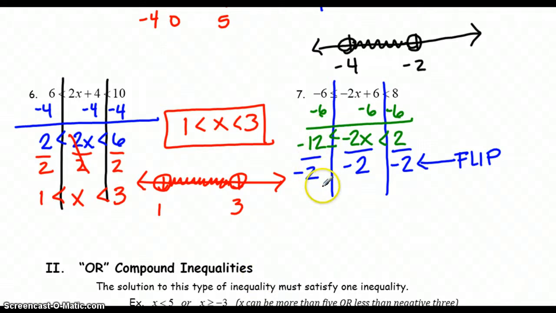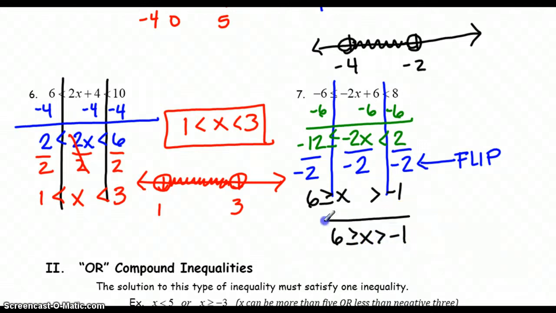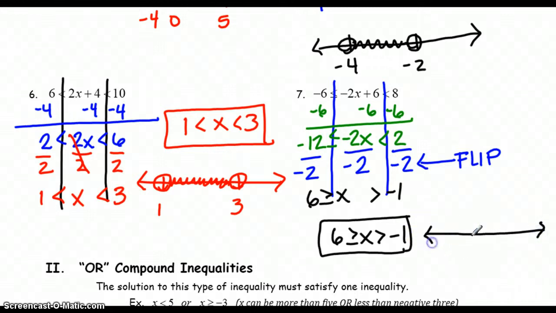Negative 12 divided by negative 2 is positive 6, which is greater than or equal to x, which is greater than negative 1. So 6 is greater than or equal to x, which is greater than negative 1. And if we graph this, we have negative 1, 0, and 6. We want values less than or equal to 6, but greater than negative 1.